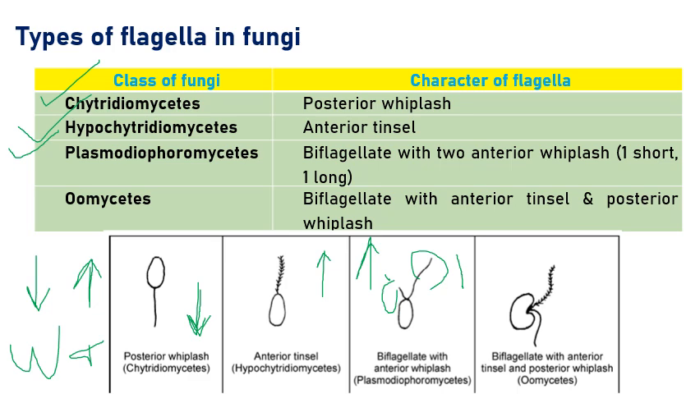The last one, see here, we can see biflagellate, right? One is anterior and another one is posterior. First we will start with anterior, and the flagellum contains hair. If the flagellum contains hair, we call it tinsel. If it has no hair, it is called whiplash, right? So we start with up: anterior tinsel, because it contains hair. The next one is posterior whiplash. Whiplash means no hair.